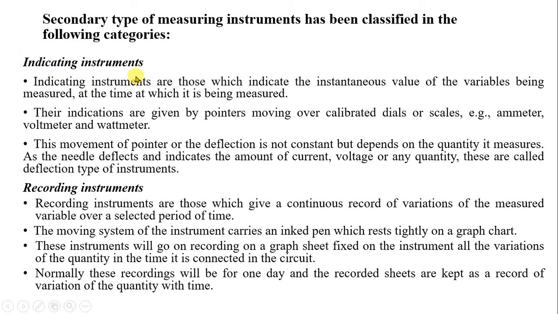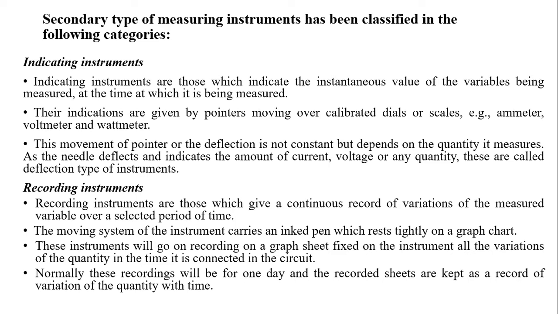So next, the very first one is the indicating instruments. As its name implies, it indicates something. Indicating instruments are those which indicate the instantaneous value of the variables being measured at the time at which it is being measured. So what it does, it indicates the value of the variable or measurement which is being measured.